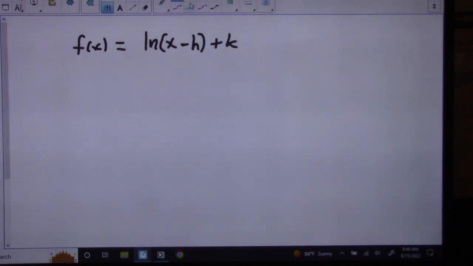And that is going to be f of x equals, I'm going to go ahead and just say ln x. And then we can go ahead and make this x minus h plus k. We could do that too, right? But we're just going to concentrate on the ln x. Oh, so we don't need that h?